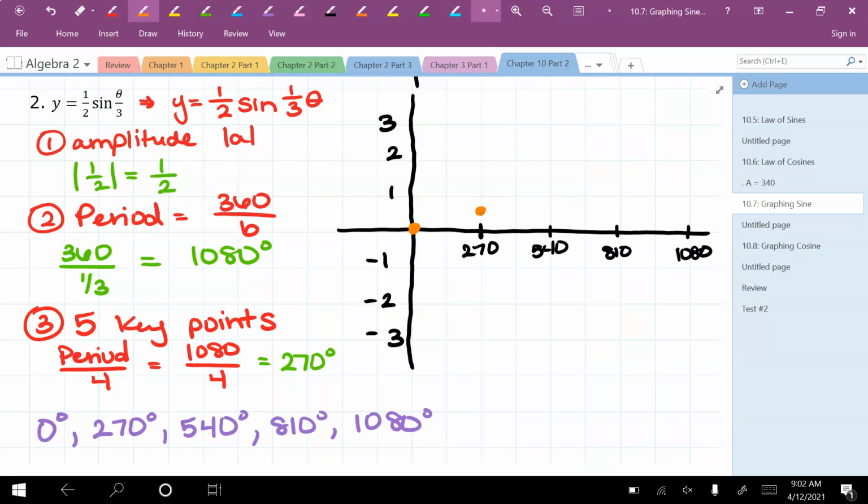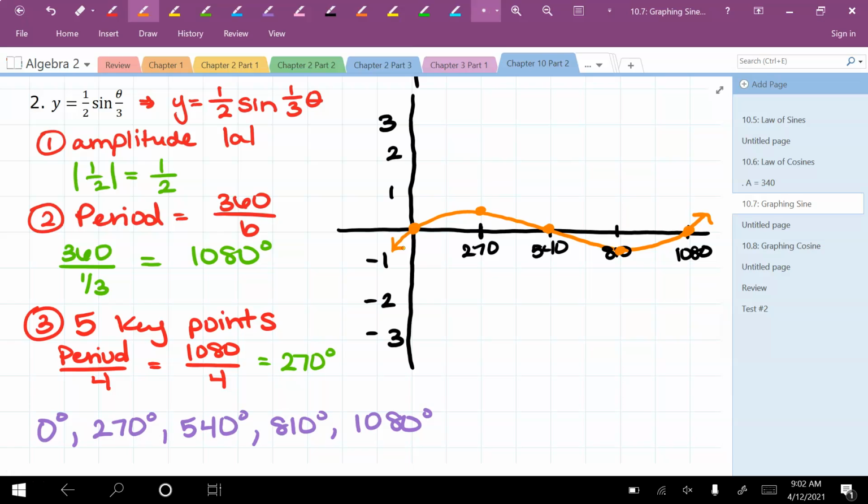Then we're going to go back down to 0 at 540. At 810, we're going down 1/2. And then we're going back to 0 at 1,080. So notice how this graph doesn't get up nearly as high as that last one did. Okay, and then draw that in, and again, it should be a curved line.